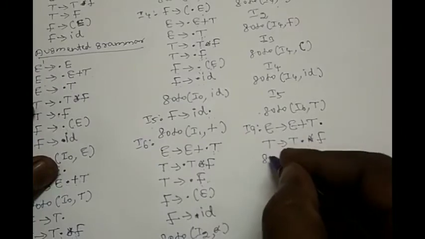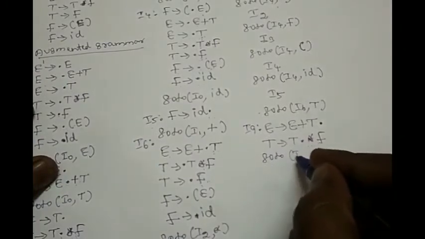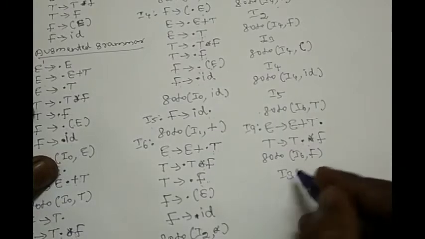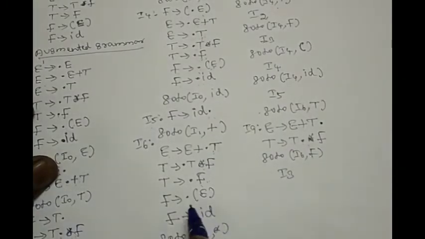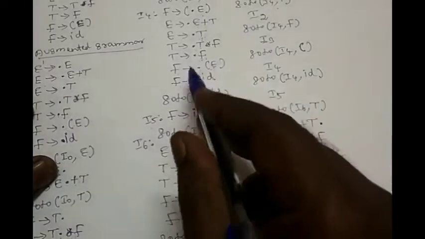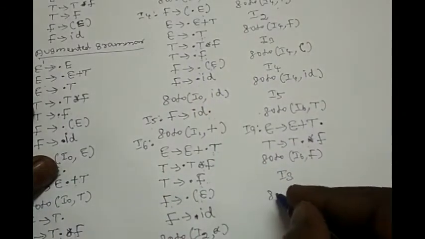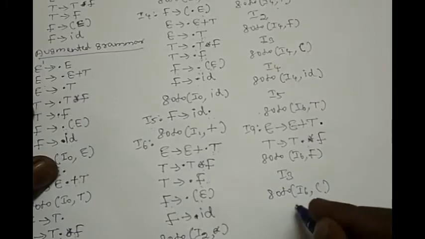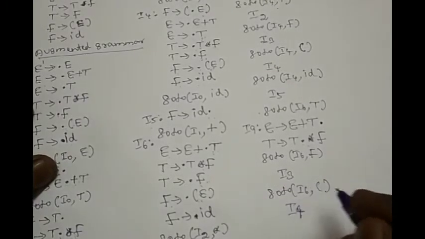So goto of item set 6 comma F, you will get item set 3. And goto of item set 6 comma open bracket, you will get the same item set, which is available in I4. So goto of item set 6 comma open bracket gives I4 here.